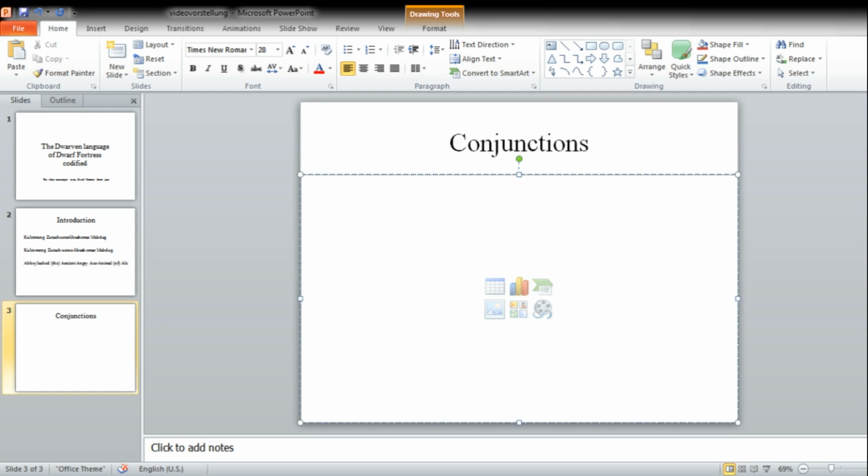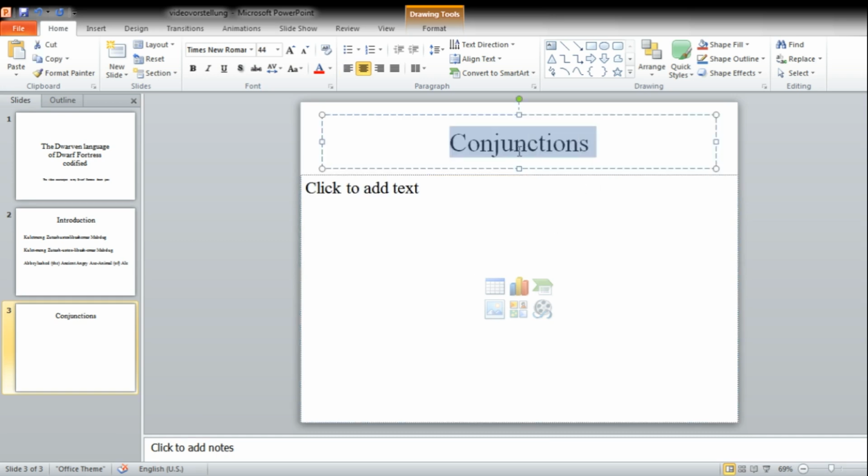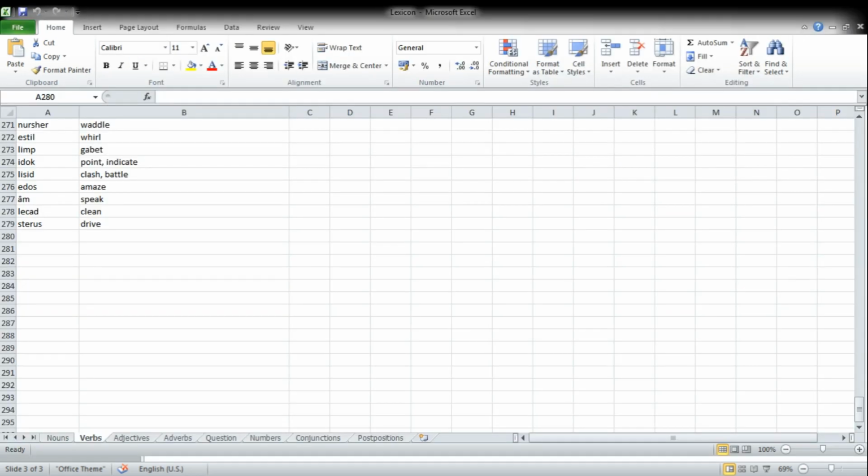Other than that, you just have to know what the conjunctions are. Just refer to the list. And again, it's all on the forum post. I'm also working on a lexicon of the Dwarven language. Maybe I'll show that to you as well. It's a bit of a doozy, but when it's done, I'll be able to do quite a lot of things.